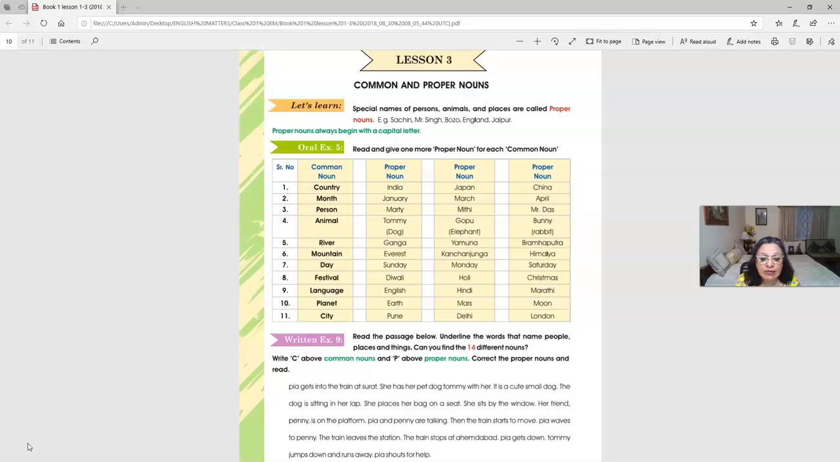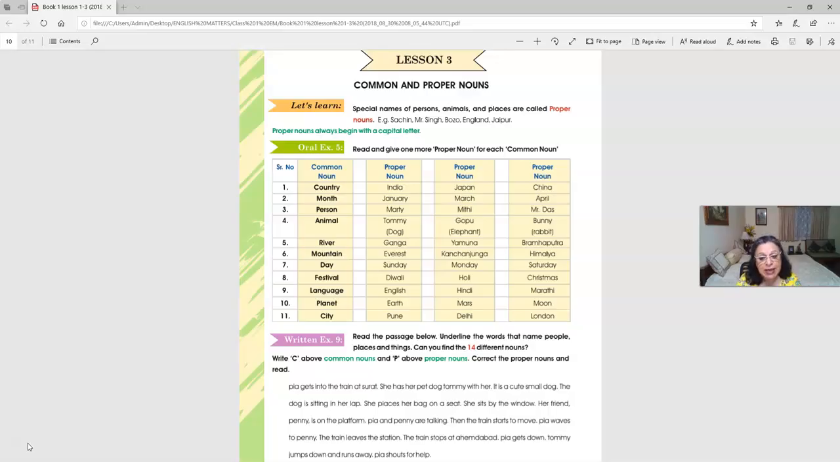So can a place have a proper noun? Yes. If I say country, then it is a common noun. It can be any country. You know the names of countries? It can be India, it can be England, it can be America, it can be Dubai, any country. But when I say the name India, England, America, these become proper nouns. Country can be a common noun, any country.